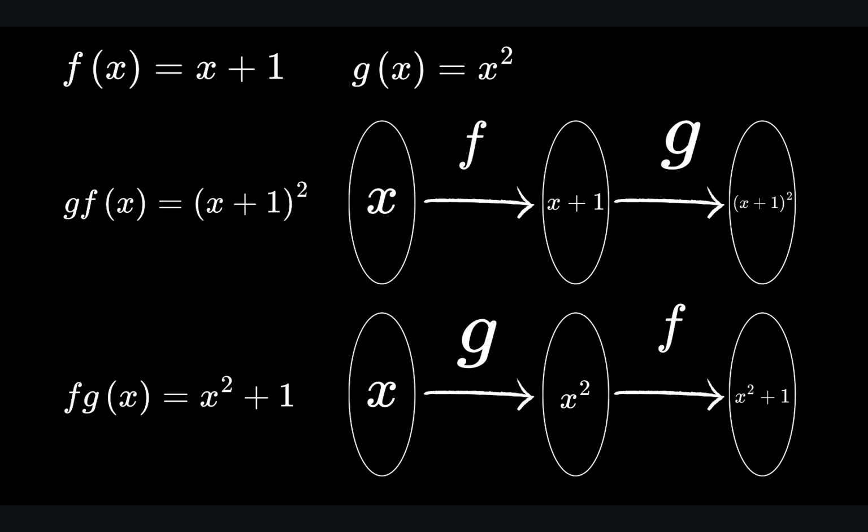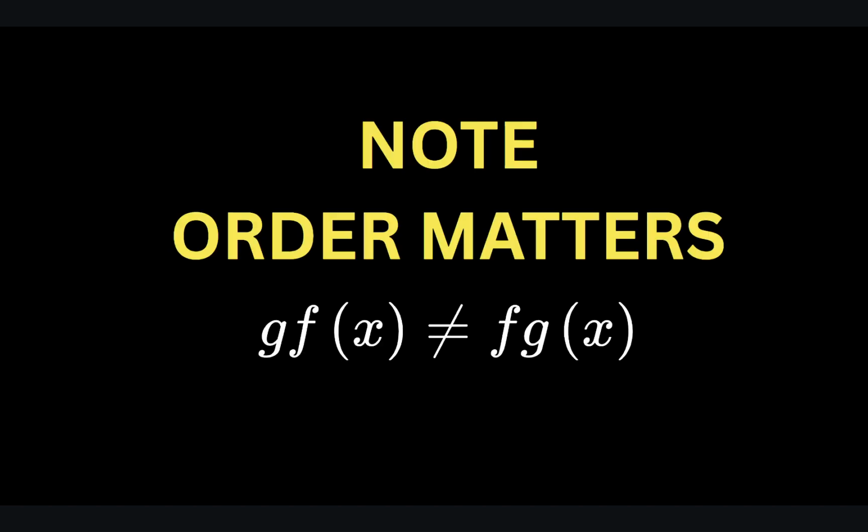And the second one is the function of f of g of x, which means that your input is put into the function of g, then only the function of f. As a result, you got x squared plus 1. As you know, the order actually matters. The function of g of f of x is different from f of g of x.